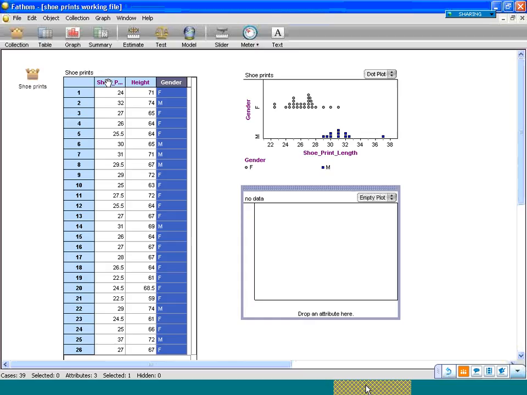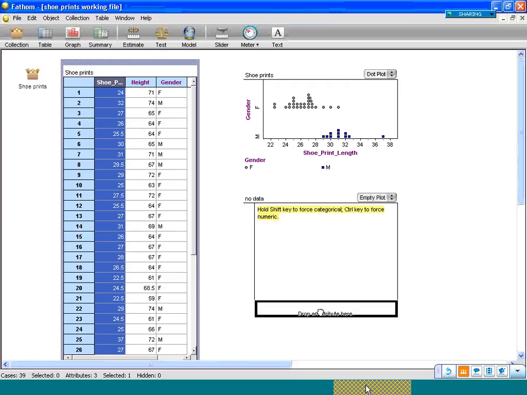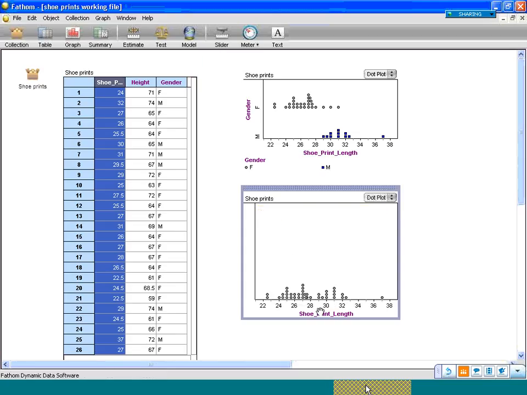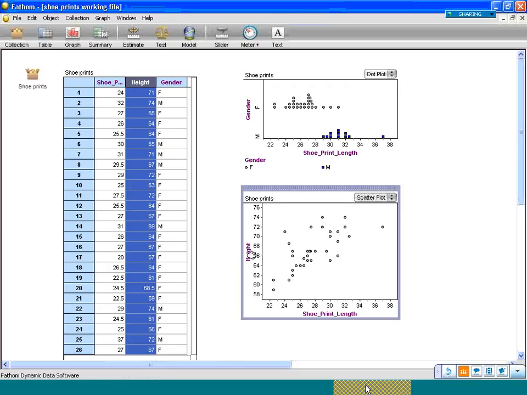So I'm going to add another graph here in my Fathom window. And this time, what I want to look at is the relationship between shoe print length and height. So I'm going to drag shoe print length onto some axis. I had it on the x-axis, or horizontal axis, before, so I'm going to keep it there for now, and I'm going to drag height onto the vertical axis for now.